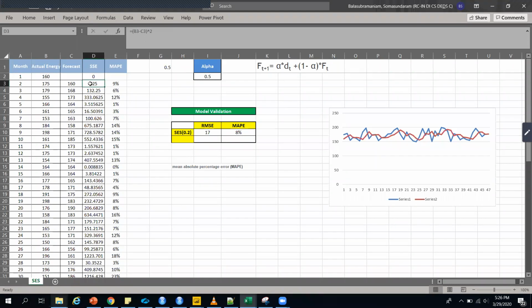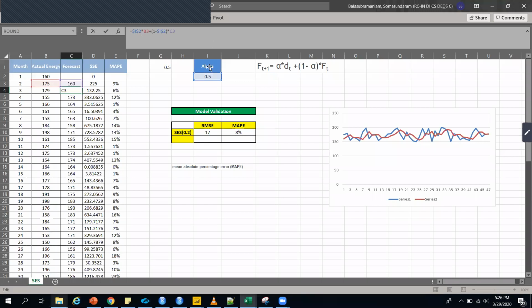Okay, so let's see how this is calculated. Let me leave the first 2 months because we don't have a history of data. Let me concentrate from month 3. Month 3, you can see the formula here. I am using I2, that is the I column, second row, which is 0.5, my alpha value, and I'm using dollar signs on it. That means when I extend the formula, it will not change, for example when extending to row 5. Then I multiply it by B3. B3 is the actual energy of the last month. Plus 1 minus alpha, that is 1 minus I2, times C3. C3 was my forecast for last month. Okay, so my forecast for last month was 160.